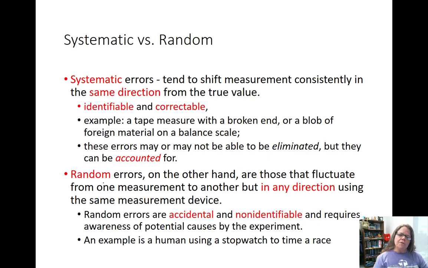So random errors are those that are kind of accidental. You can't really identify them, you can't predict them, but you set your experiment up as cleanly as possible so that you at least have as few of these as possible. But you may not be able to get rid of all of them.